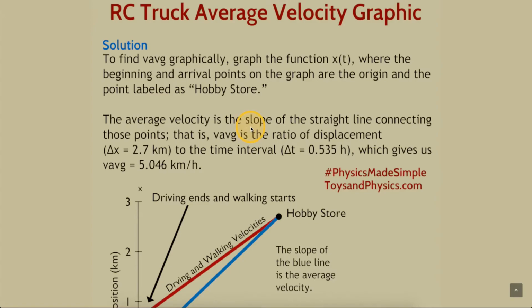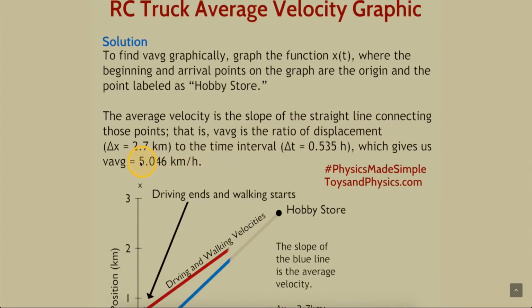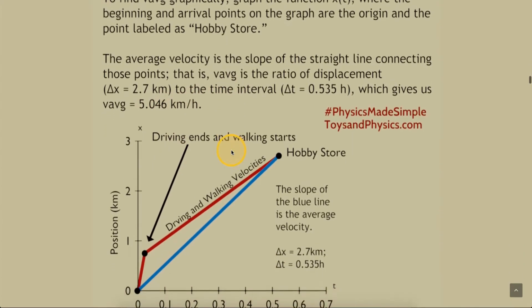Again, the concept of slope, it's not developed here, it's not mentioned, it's not defined here. You can research more on that, but just so you know, the average velocity is the slope of the straight line connecting these points. That is the ratio of displacement in the time interval, which is the average velocity that we already know, which is 5 kilometers per hour, 5.046 kilometers per hour. Okay, so let's go and see the graph here.